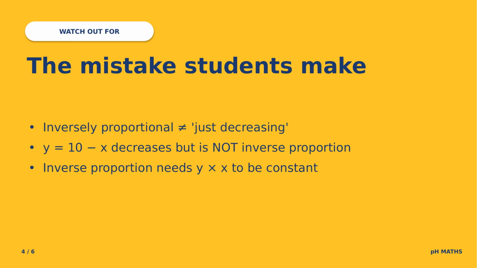Common slip. Inversely proportional is not just one goes down as the other goes up. Y equals 10 minus x decreases as x increases, but it's not inverse proportion. Inverse proportion needs y times x to be constant. Test it on two data pairs. If the products match, you've got inverse proportion. If they don't, you don't.